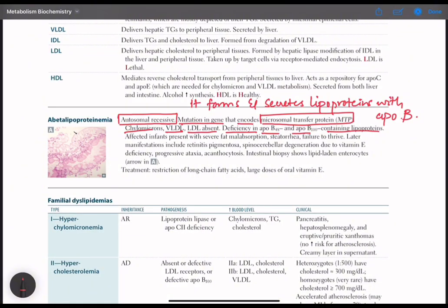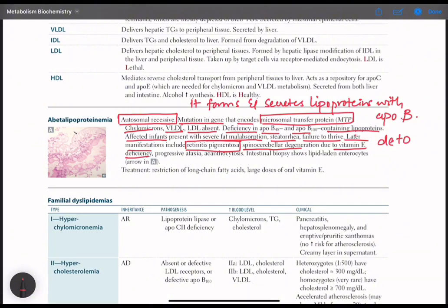So what are the symptoms? The affected infants will present with severe fat malabsorption, steatorrhea and failure to thrive. Since chylomicrons play a crucial role in exogenous fat absorption, this patient will have severe fat malabsorption, steatorrhea and failure to thrive. The later manifestations include retinitis pigmentosa, which is a retinal disorder, as well as spinocerebellar degeneration due to vitamin E deficiency. Vitamin E is an antioxidant, or it detoxifies different oxidants within our body.